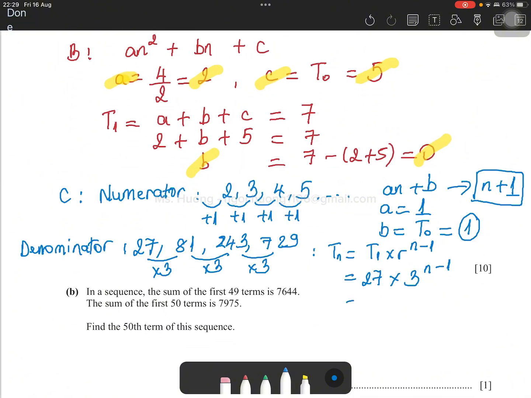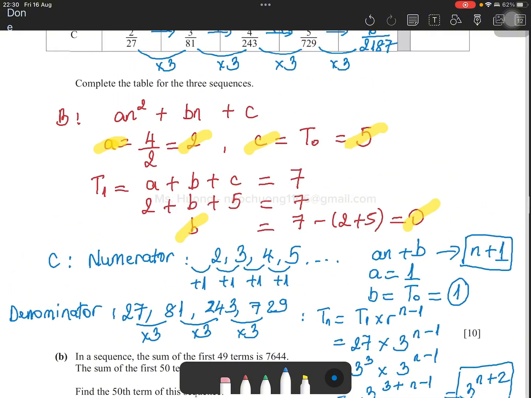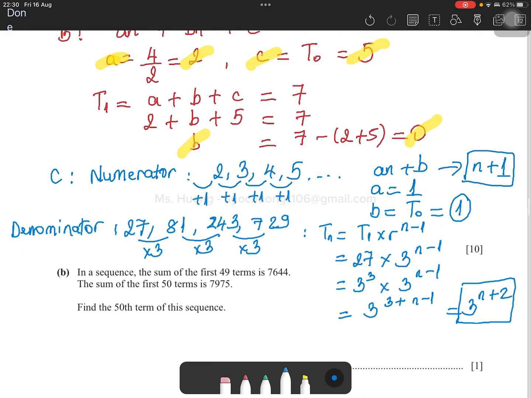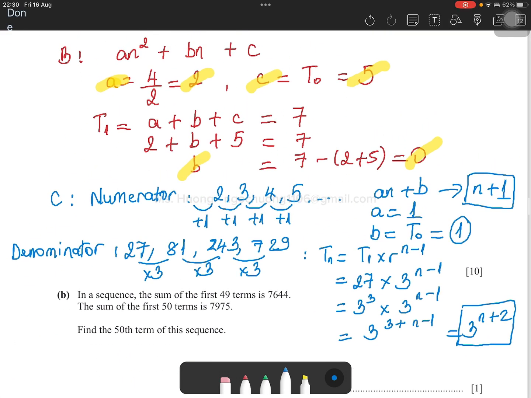And you know that 27 is 3 cubed, times 3 to the power of n minus 1. So we combine these two. 3 plus n minus 1 equals 3 to the power of n plus 2. So this is the denominator. Now we combine the numerator and the denominator. n plus 1 over 3 to the power of n plus 2. So that's it for question A.